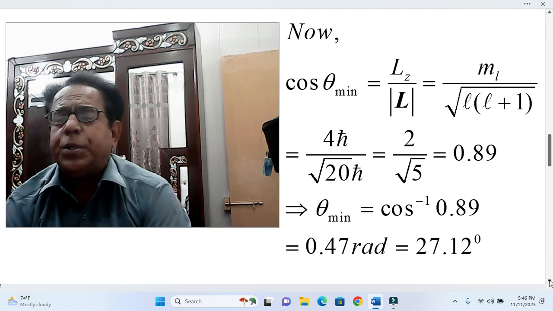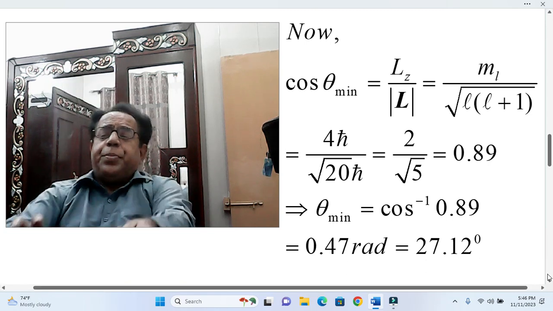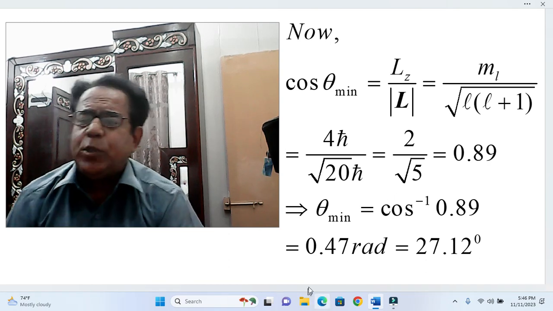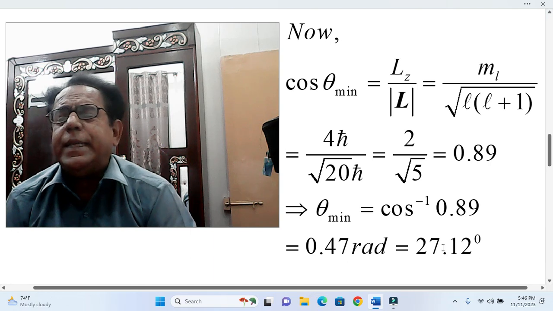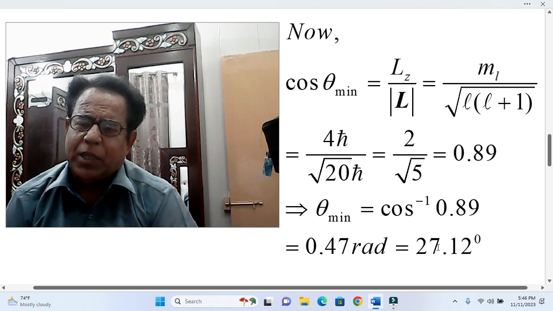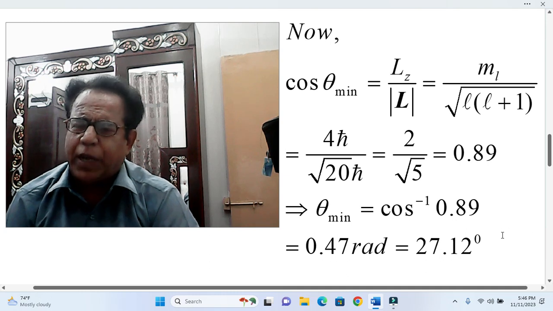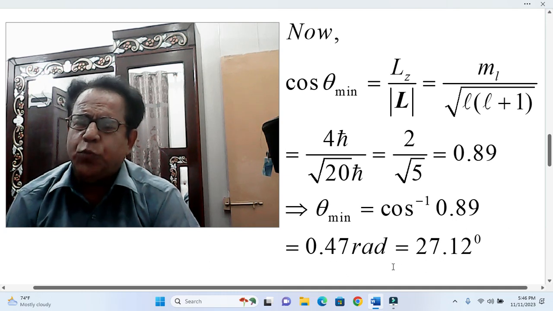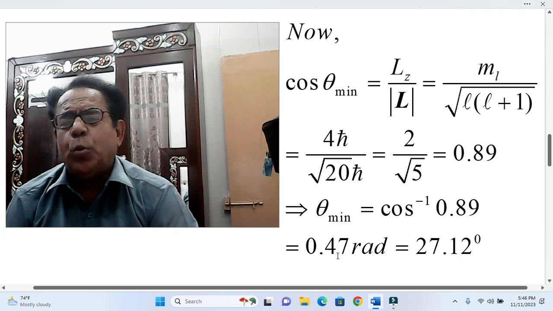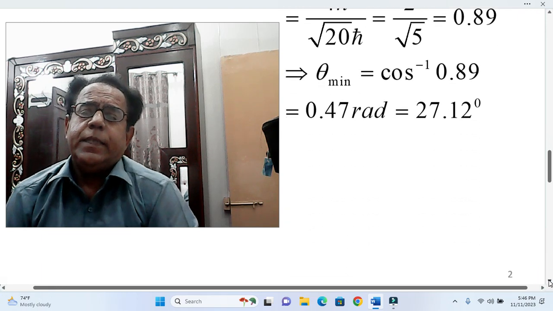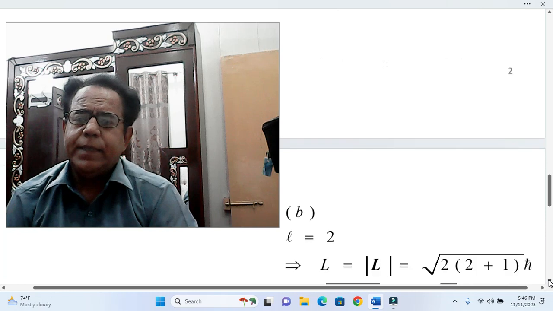27.12 degree. Dear students, I have taken the value of this cos inverse 0.89 from an online inverse cos calculator. There may be other ways to find out these two values, that is either 0.47 radian or 27.12 degree. This was part A.